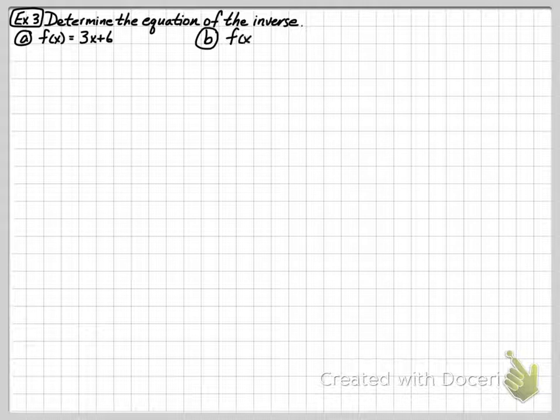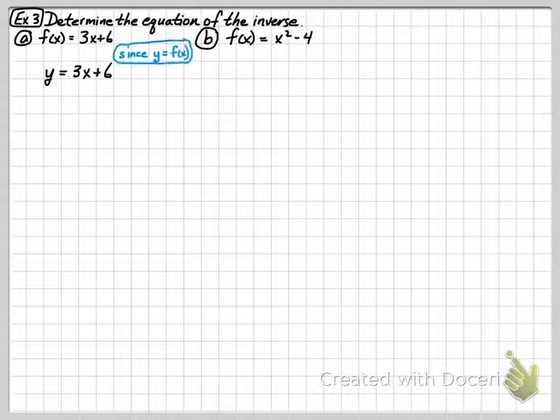So here we are at example 3. Determine the equation of an inverse. Well, if f at x is equal to 3x plus 6, got to remember that y is equal to f at x. So I'll be able to rewrite this as y equals 3x plus 6. And, as it says in blue, y is equal to f at x.